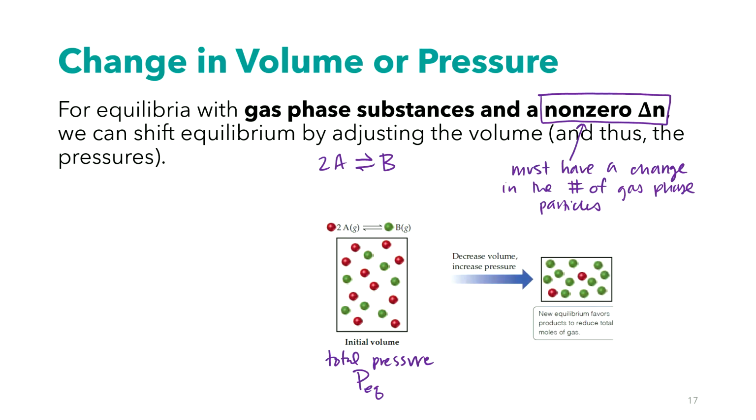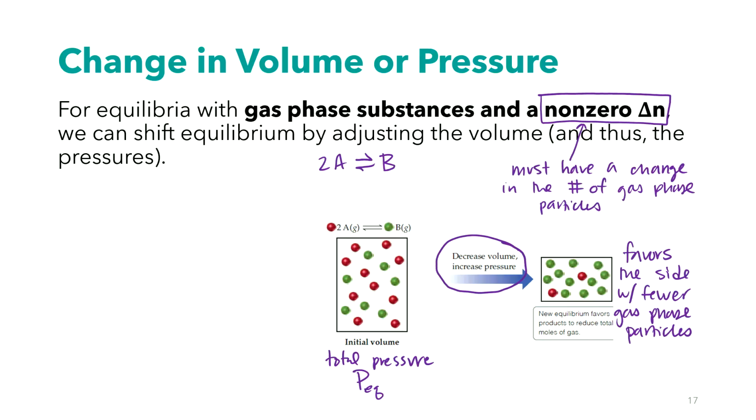Well, our reaction doesn't like that. It wants to be back at that original equilibrium pressure. So when I decrease the volume and increase the pressure, our system looks for a way to bring the pressure back down. And the thing that it can do is convert 2A to B, so it can drop the number of moles. That will lower the pressure, okay? So this favors the side with fewer gas phase molecules or particles.